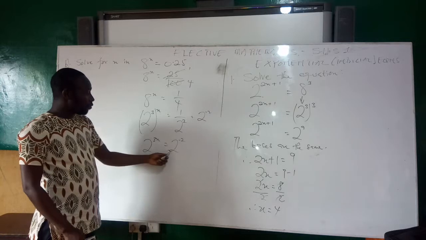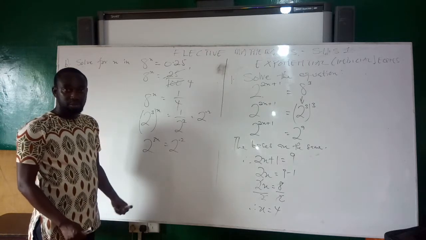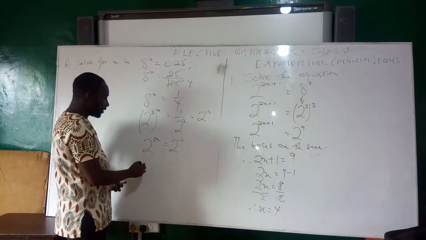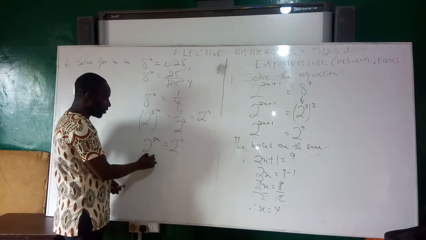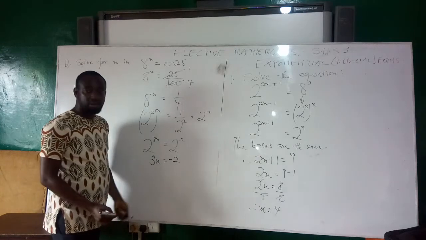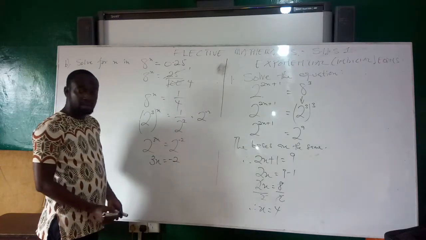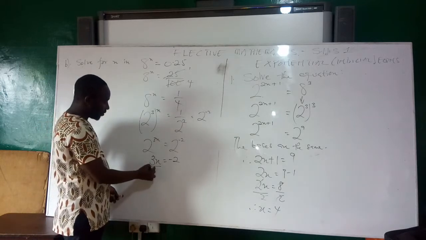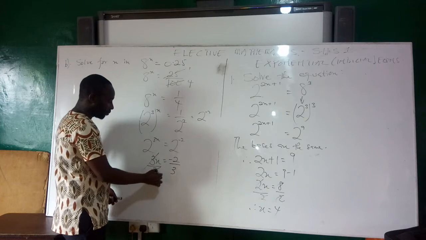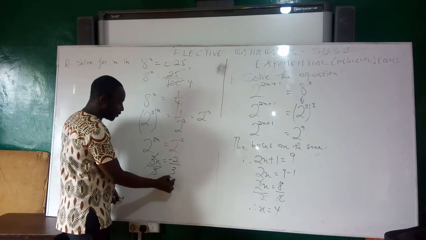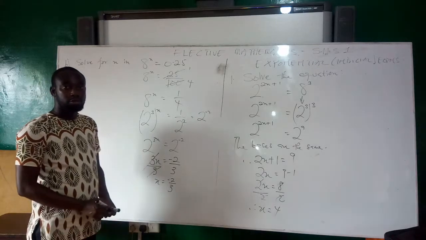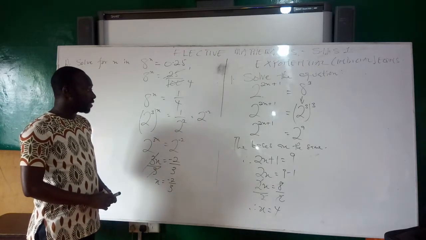Once again, we've been able to make the bases the same. So simply, we equate the exponents. Now you can state that the bases are the same, so 3x is equal to negative 2. To find the value of x, we divide both sides by 3. So x will give us negative 2 on 3. So this is our solution to the second question.